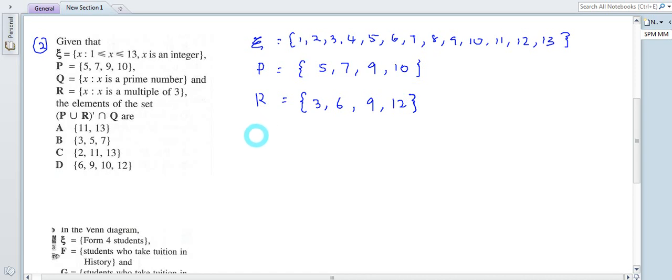Okay, so Q. Q is a prime number. So remember, for all the sets under the universal set, the elements must come from the universal set. So for prime numbers, we just choose here. Which one is prime number? So we have 2, 3, 5, 7, 11, and 13.